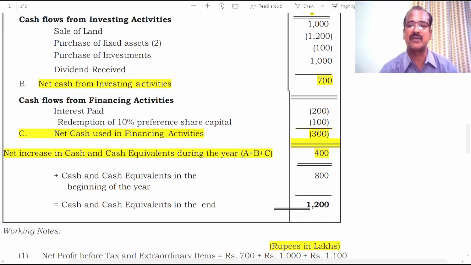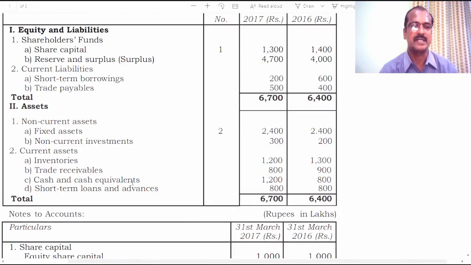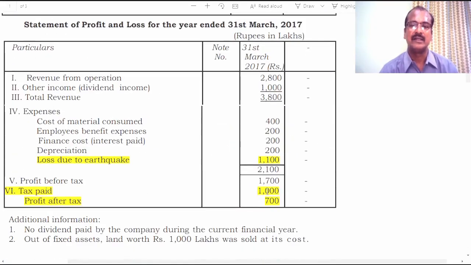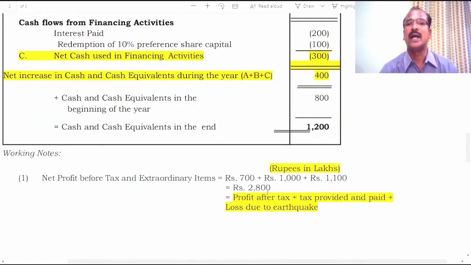Let us check whether these items are presented here in the balance sheet. Yes, cash and cash equivalents. Opening 800 lakhs, closing 1,200 lakhs. With that, the preparation of cash flow statement comes to an end. I hope I have explained the preparation of cash flow statement clearly. I also understand that this video could be useful for the learners to understand the step-by-step procedure of preparing cash flow statement in a clear way.